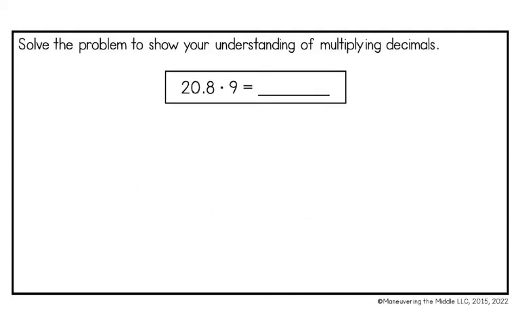All right, so now we're going to practice some more, but this time there's no boxes and they're not already lined up for us. So first question is 20.8 times 9. So remember, we ignore that decimal, so we're simply just going to have 208 times 9. And now I can go ahead and multiply like normal.